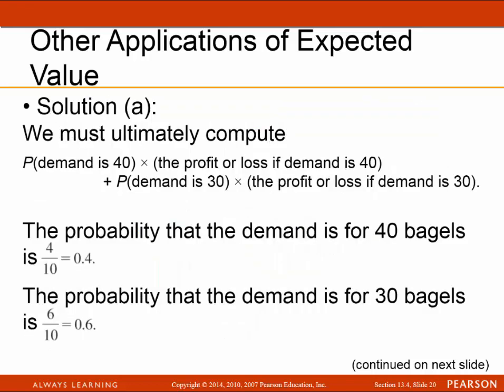So what we want to compute is the probability of demand that it's 40, times the profit or loss if she orders 40, plus the probability of demand that it's going to be 30 bagels, times the profit or loss if the demand is in fact 30. So now the probability of demand for 40 bagels is 4 out of 10, because if you remember from the table, it was 4 and 6, so it's 10 possible outcomes. So 4 out of 10, and the probability of demand for 30 bagels is 6 out of 10.